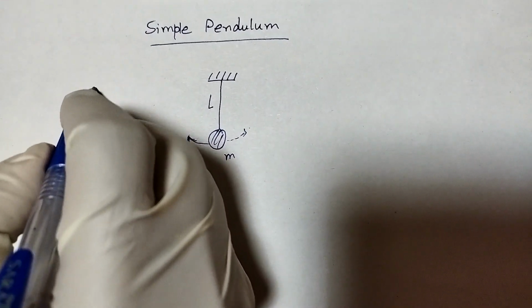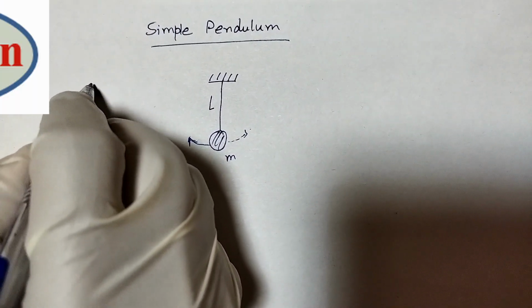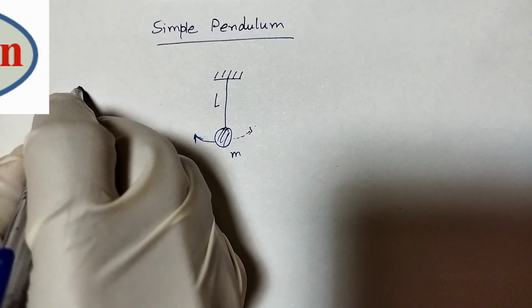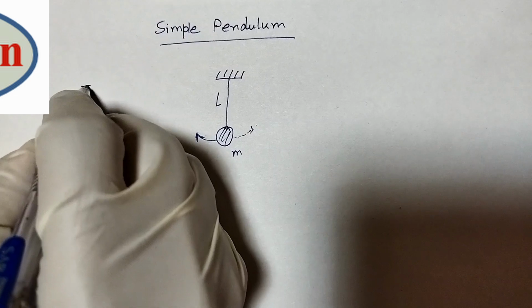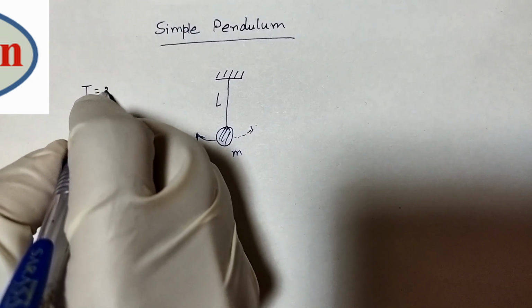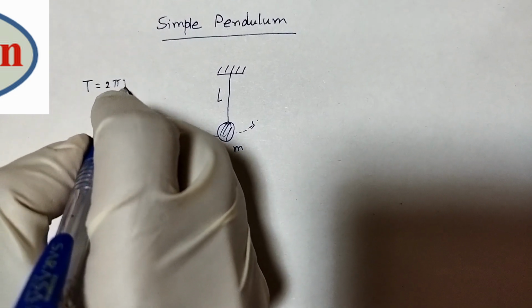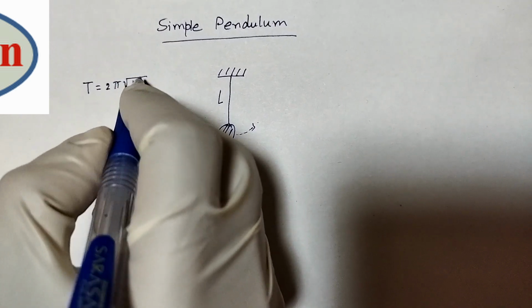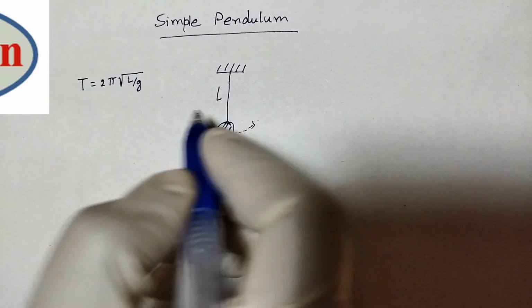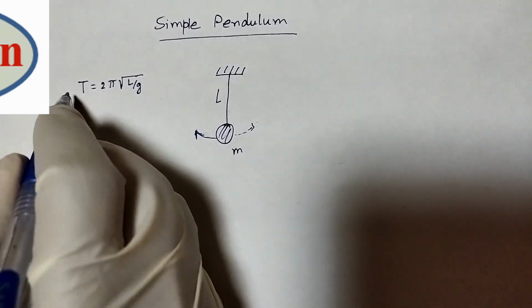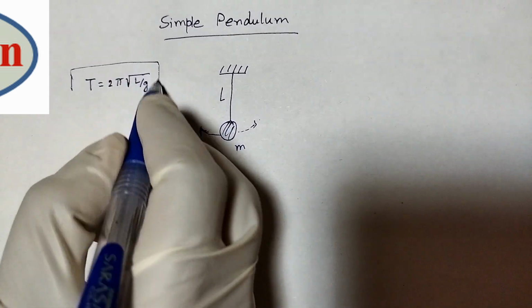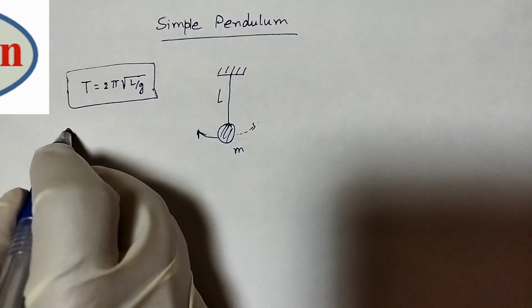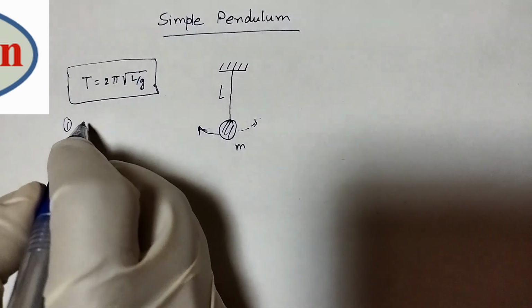Now, the fact on this simple pendulum is the time period of the simple pendulum. The time period of a simple pendulum can be written as T equal to 2π root over L by g, where L is the length of the string and g is the acceleration due to gravity. So this is the time period of oscillation for a simple pendulum.